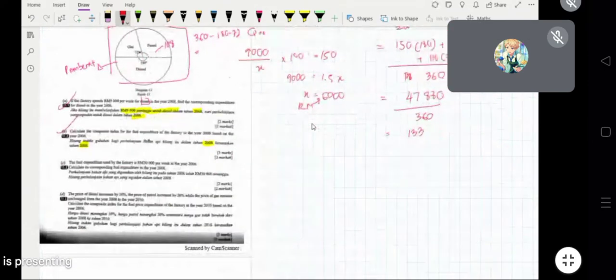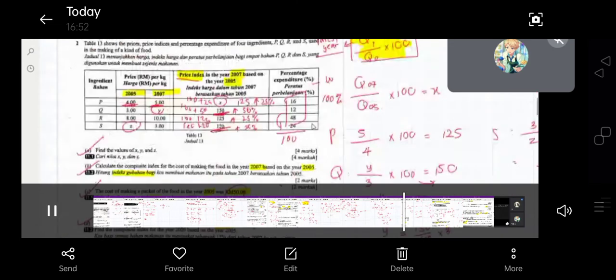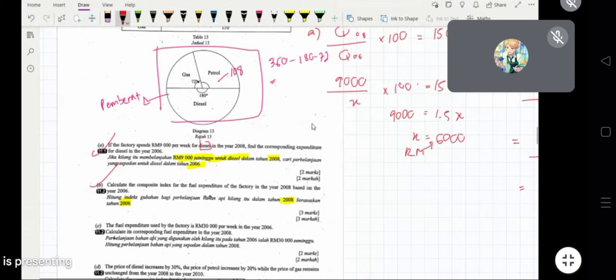In the end you get 133 ringgit. Okay, question C. The full expenditure used by the factory is 30,000 per week in the year 2006. Calculate its corresponding full expenditure in the year 2008.